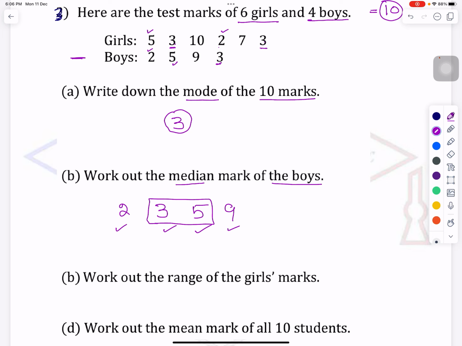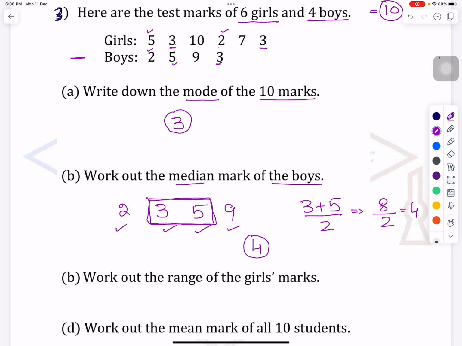So in that case, when it is an even number of data, you do not have just one center. What you do, you add up the 2 marks which fall in the center and divide it by 2. So I will add up and divide it by 2. So my median mark of the boys is 4.